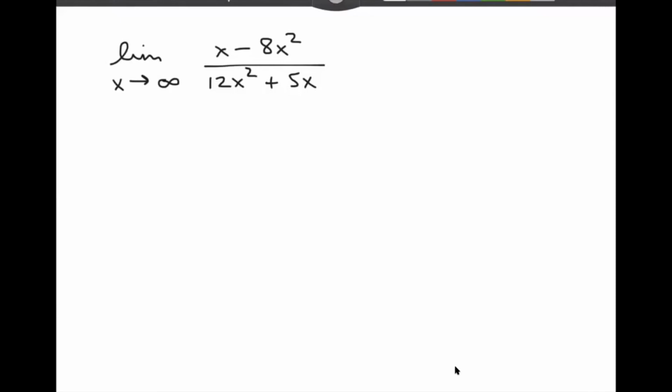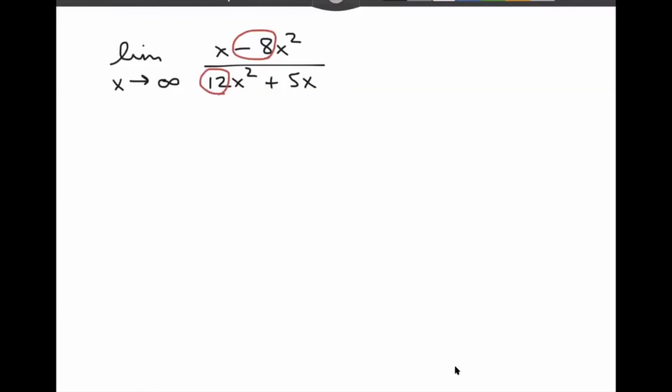Now, there is a shortcut. And what I used to do when I taught Calc 1, it's been a few years now, is I would actually make a special homework problem out of proving that this shortcut works. And the shortcut is basically to just take the leading coefficient of the numerator, which is -8, and the leading coefficient of the denominator, which is 12. And this limit turns out to be -8/12, which simplifies to -2/3.